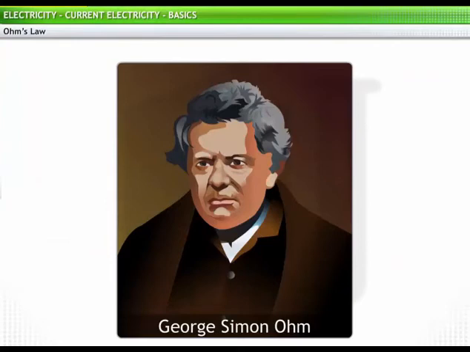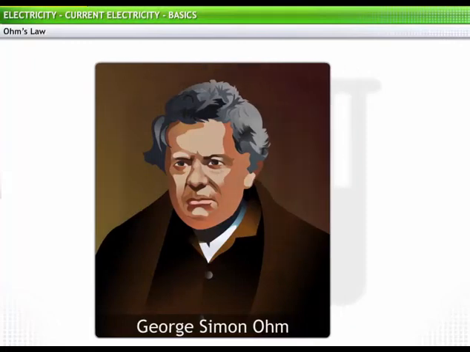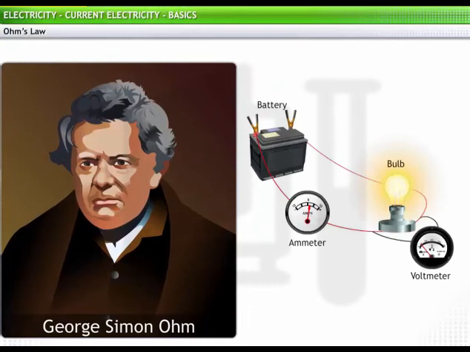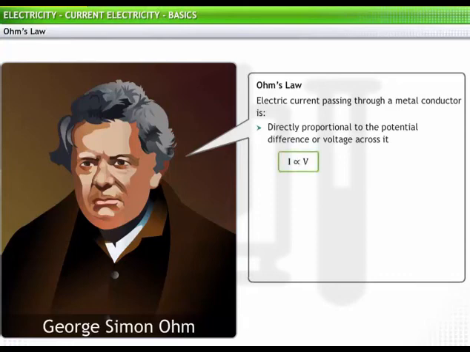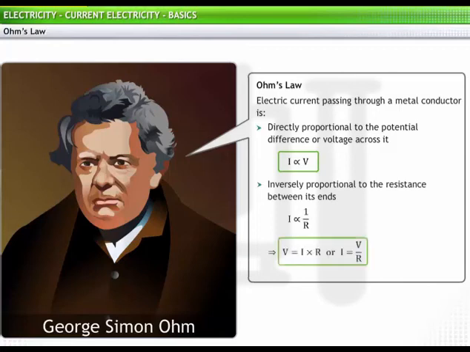In 1827, a German scientist, George Simon Ohm, conducted a series of experiments to study the variations in electric current when the potential difference across a conductor was changed. With the findings of his experiments, he postulated Ohm's Law, which explains the relationship between electric current, voltage, and resistance. Ohm's Law states that electric current through a metal conductor in a circuit is directly proportional to the potential difference or voltage across it, and inversely proportional to the resistance between its ends.